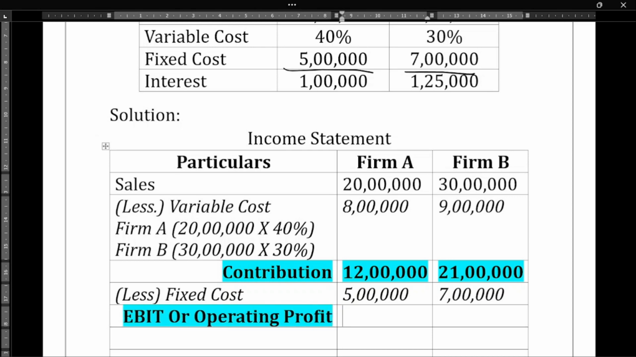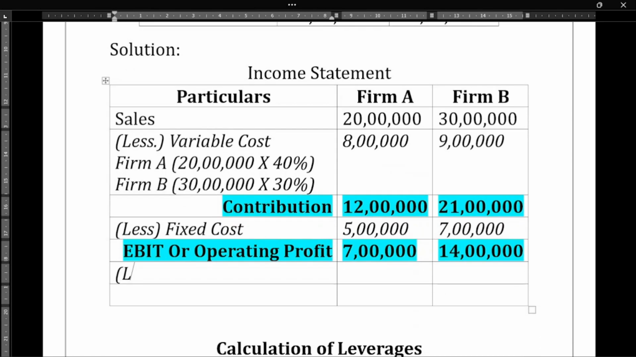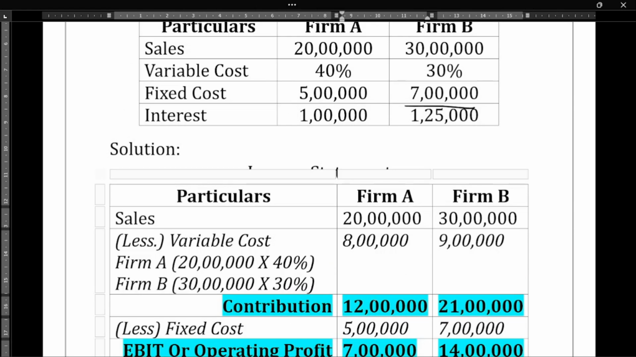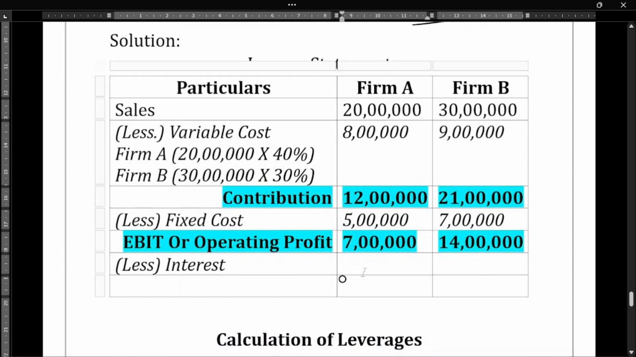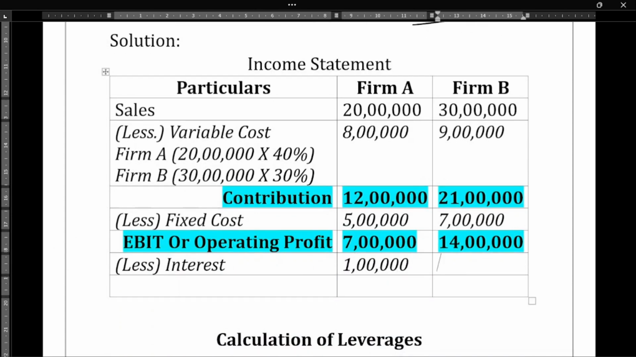When we deduct fixed cost from contribution, we get EBIT or operating profit. 12 lakh minus 5 lakh is 7 lakh. 21 lakh minus 7 lakh is 14 lakh. Next, from this we need to deduct the interest, which is given in the question. Interest of firm A is 1 lakh and firm B is 1,25,000.